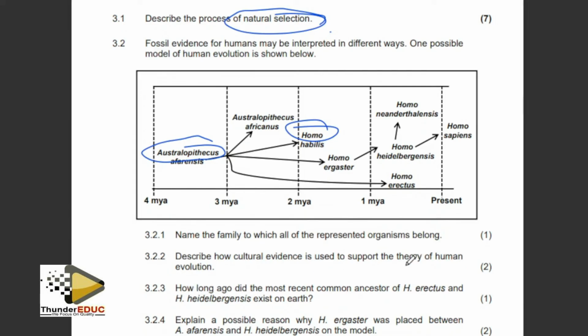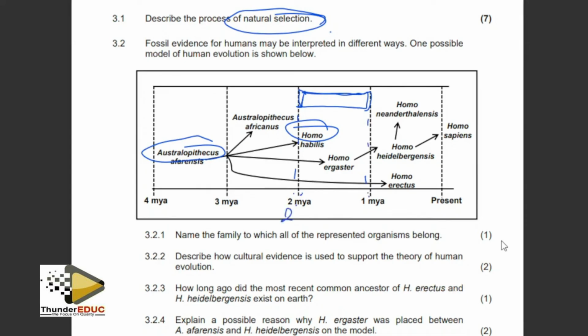Now let me start. How long ago did the most recent common ancestor of this and this exist on Earth? When they say how long ago, for example, did Homo ergaster exist, you come here. If this is Homo ergaster, I draw where it appeared and where it got extinct.